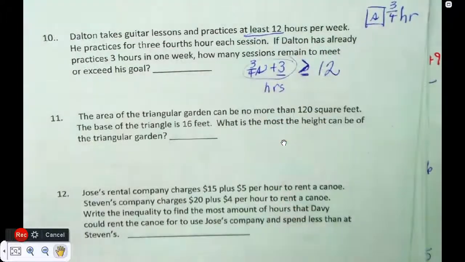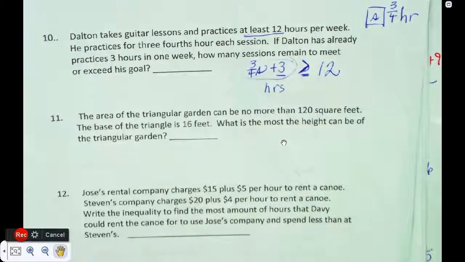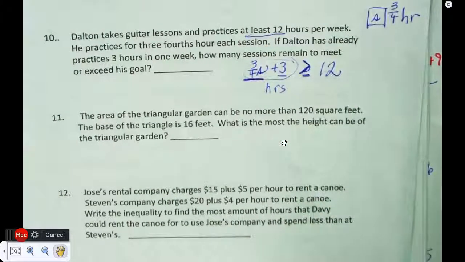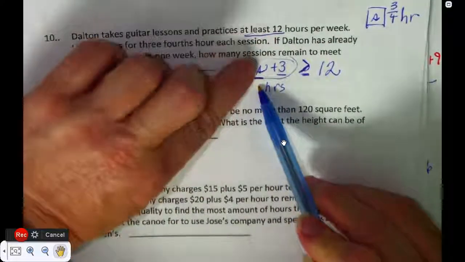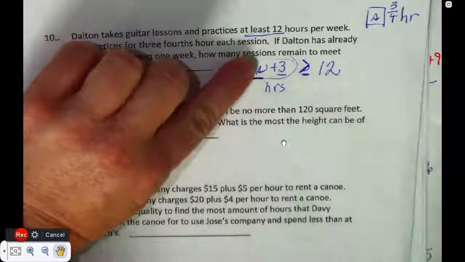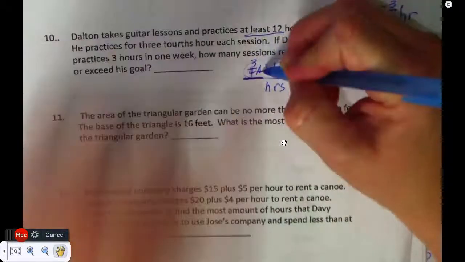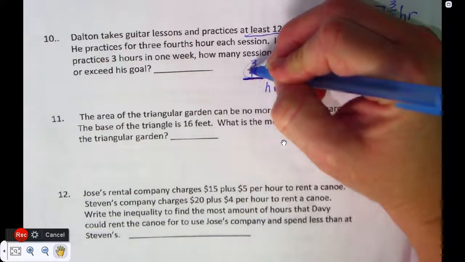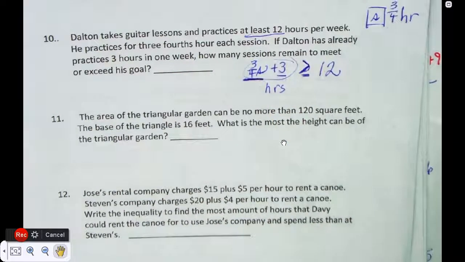Guys, what can you add to hours? The only thing you can add to hours is hours. The only thing I can add to 3 hours is hours. So this part right here gives us the hours that remain. So we can't just put S, his sessions. We can't add sessions to hours. But if we multiply the number of sessions by the hours, we'll get the total hours. Does that make sense?